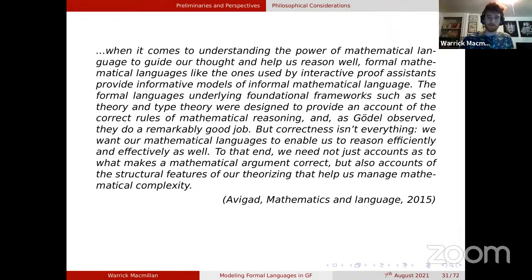One more quote before we get into the meat of the grammars, because everyone's here for GF, so I know this is a long intro for that. But when it comes to understanding the power of mathematical language to guide our thought and help us reason well, formal mathematical languages like the ones used by interactive proof assistants provide informative models of informal mathematical language. I'm not going to read the whole quote, but you should, as these slides are available.